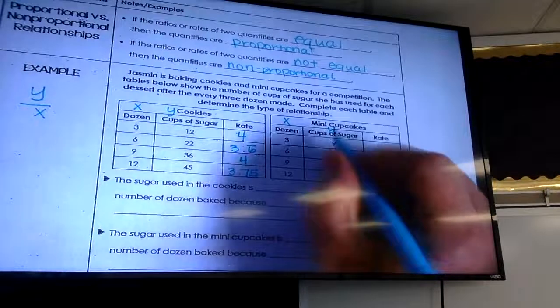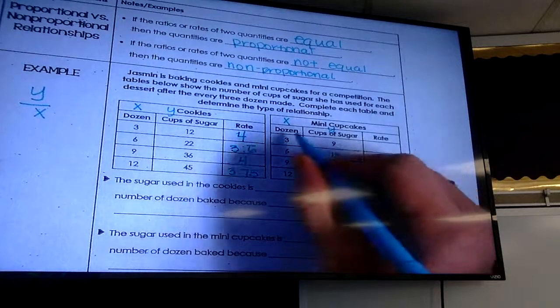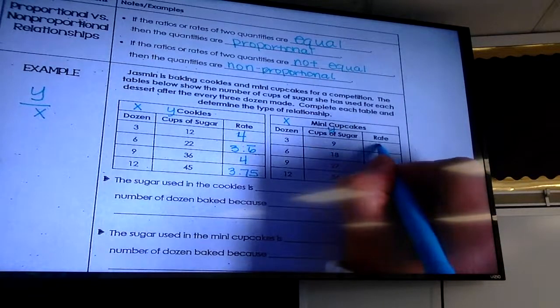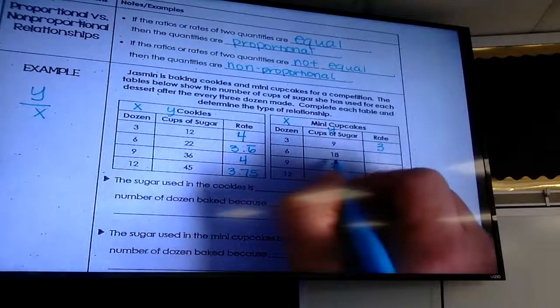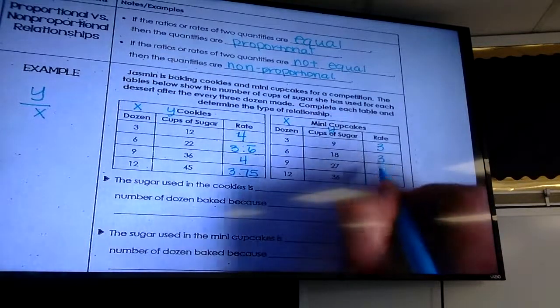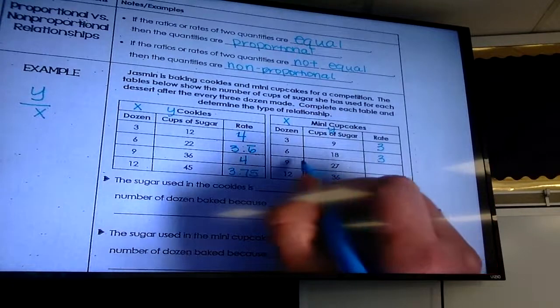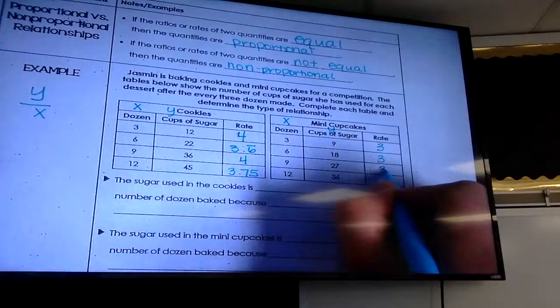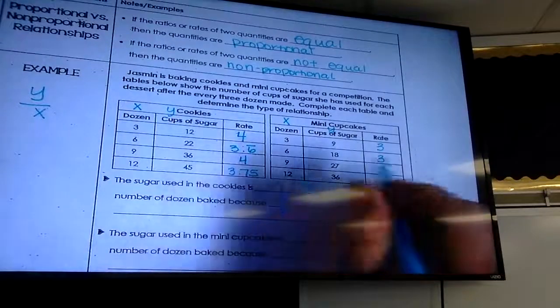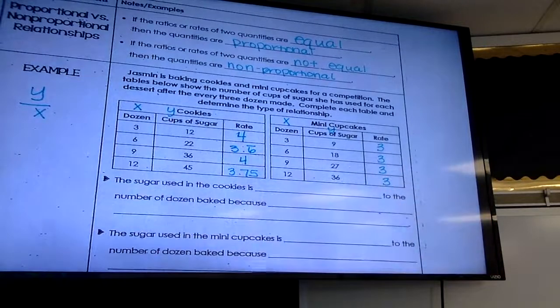Okay, so now let's do it for the mini cupcakes. Same thing. Y divided by x. So 9 divided by 3 is 3. 18 divided by 6 is 3. 27 divided by 9, I can do that. That's 3. Y divided by x. 36 divided by 12, that's also 3.